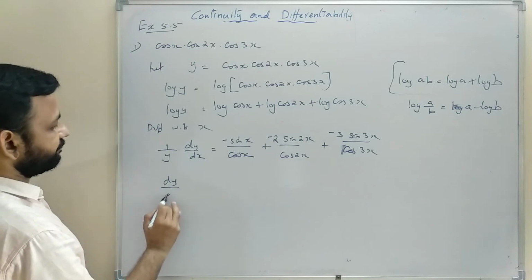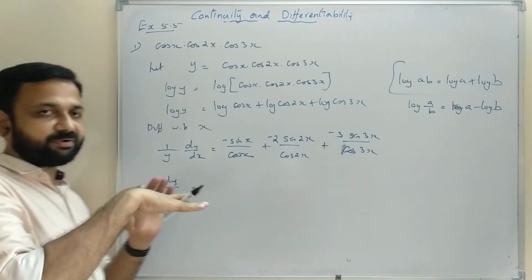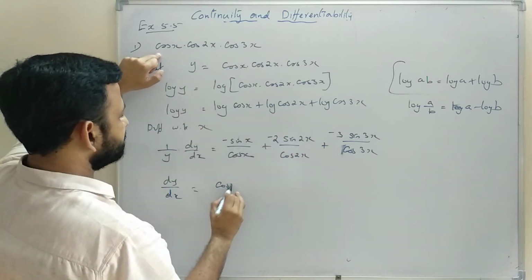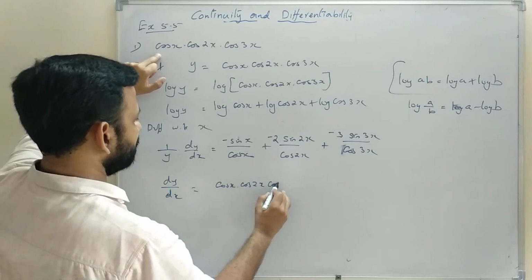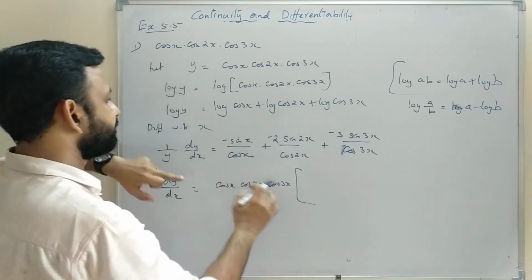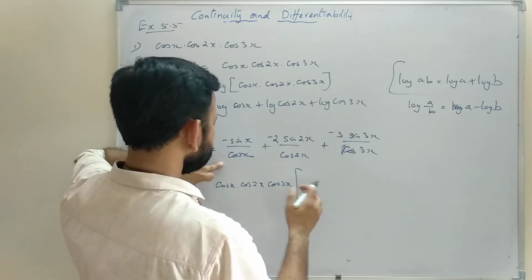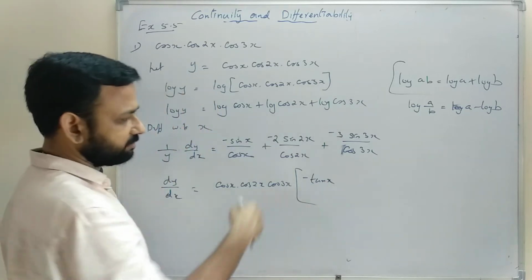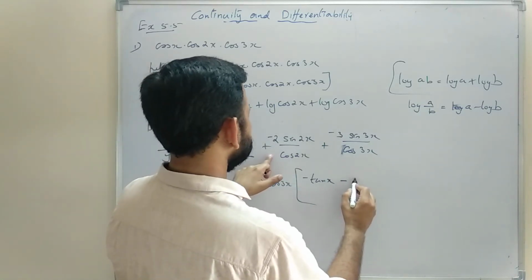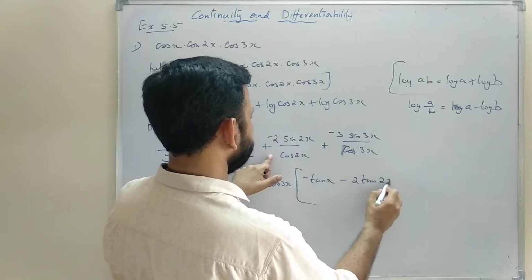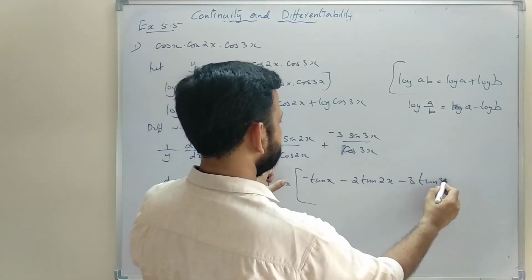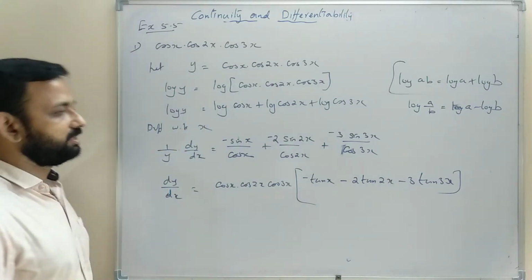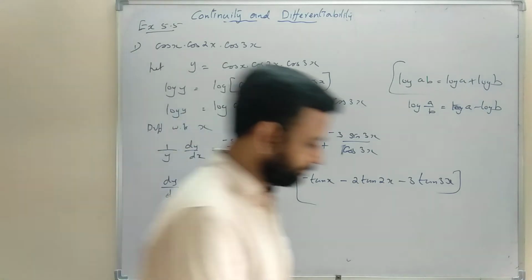Therefore dy by dx equals 1 upon y, we can take from left to right. So that is y into that expression. So y is this one, cos x into cos 2x into cos 3x, in bracket minus sin x by cos x, that is minus tan x, minus 2 tan 2x minus 3 tan 3x. So that is dy by dx. So we got dy by dx equal to that expression. So that is the answer.